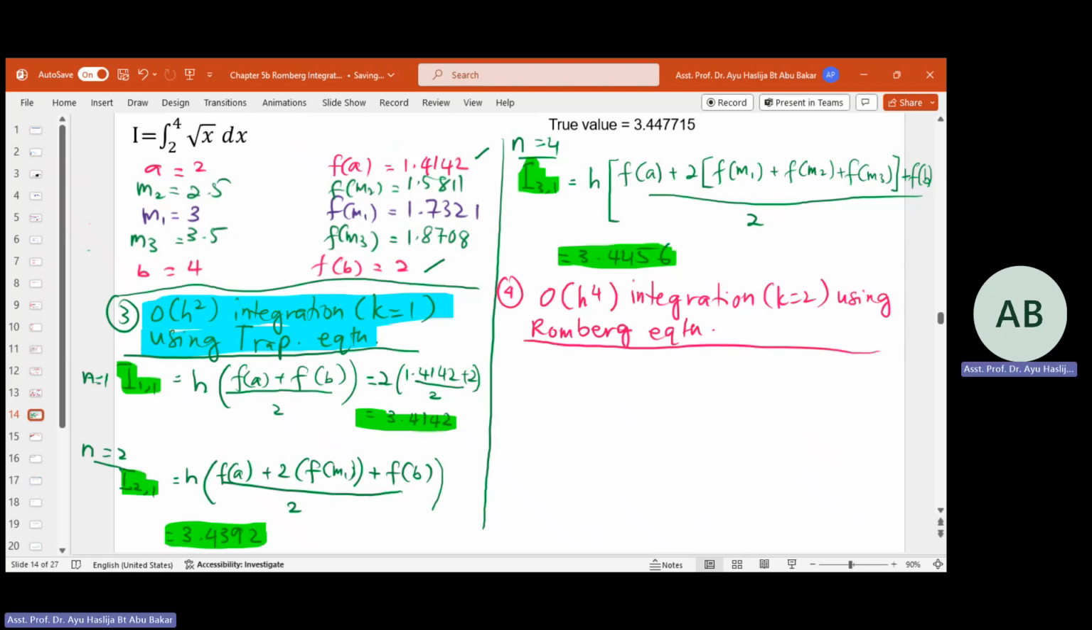Okay, moving forward. Now, next step is to find the OH4, integration level 2. Okay, K equals 2. So now, integration 1, 2, level 4. OH4, K level 2, where the equation will involve 4 over 3 IM minus 1 over 3 IL.